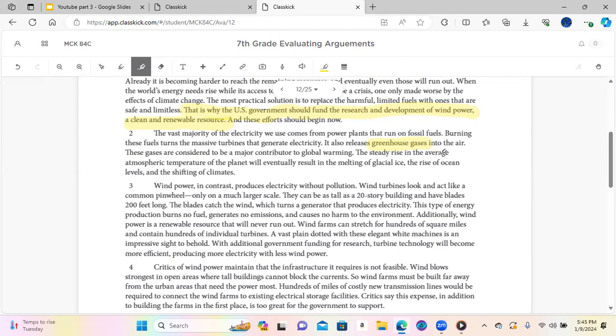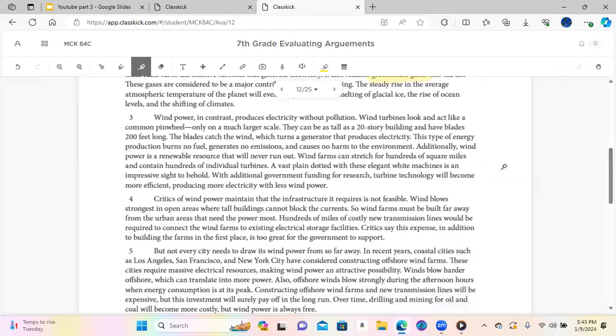The steady rise in the average atmospheric temperature of the planet will eventually result in the melting of glacial ice, the rise of ocean levels, and the shifting of climates. Wind power, in contrast, produces electricity without pollution. Wind turbines look and act like a common pinwheel, only on a much larger scale.